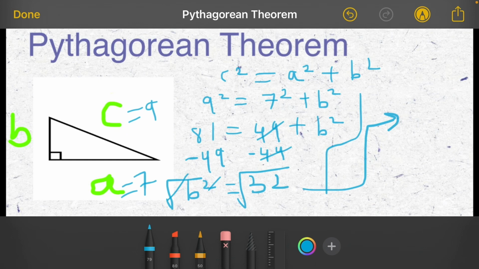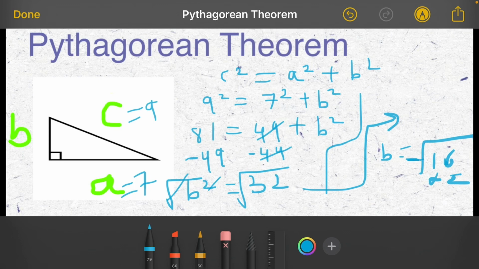And now we're going to complete that. Since 32 is not a perfect square, we can't directly find the square root of it, so we need to simplify it. We know that 32 is 16 times 2, and we know that 16 is a perfect square, so that would make it easy for us.